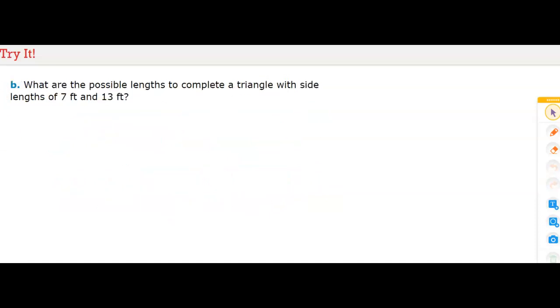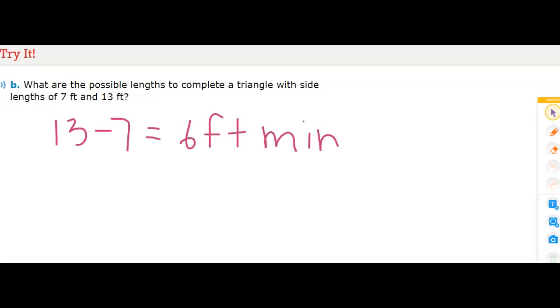Part B. What are the possible lengths to complete a triangle with side lengths of 7 feet and 13 feet? All right, so we have 7 feet and 13. So again, going back to the example, if we were to find the difference of 7 and 13, that is 6. So 13 minus 7 is equal to 6. So this would be the minimum that it could be is 6 feet for that third length.